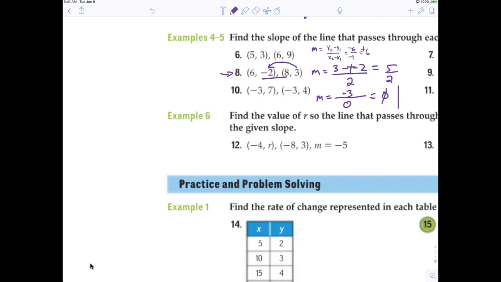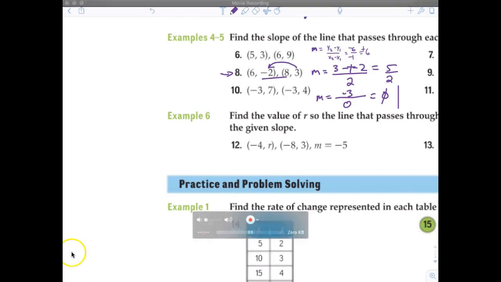-3 minus -3. Right? Oh. I know. Rookie mistake. 4 minus 6.